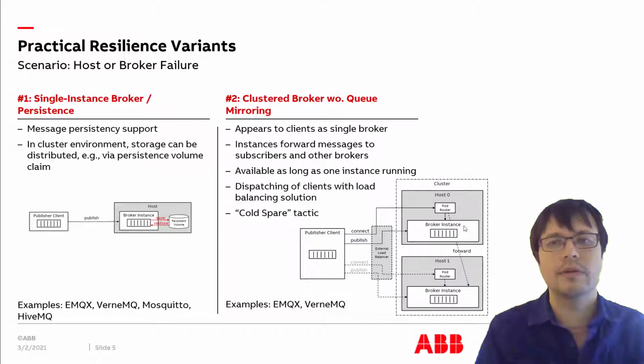So here we are running 2 instances of the brokers using an external load balancer. They appear to be 1 broker to the external clients. So this is implementing a cold spare tactic. However, there is no synchronization between the brokers or their queues.